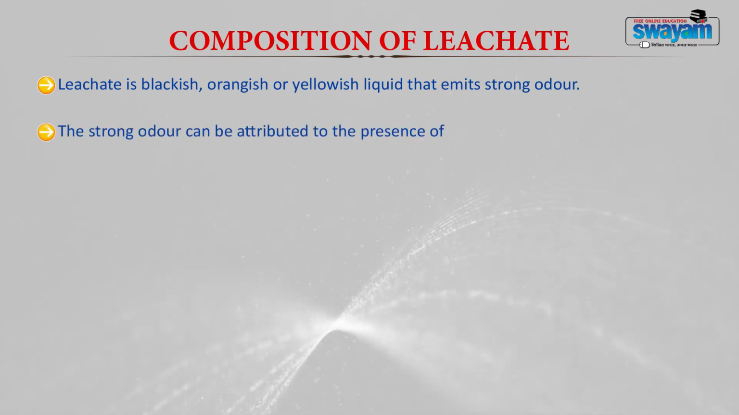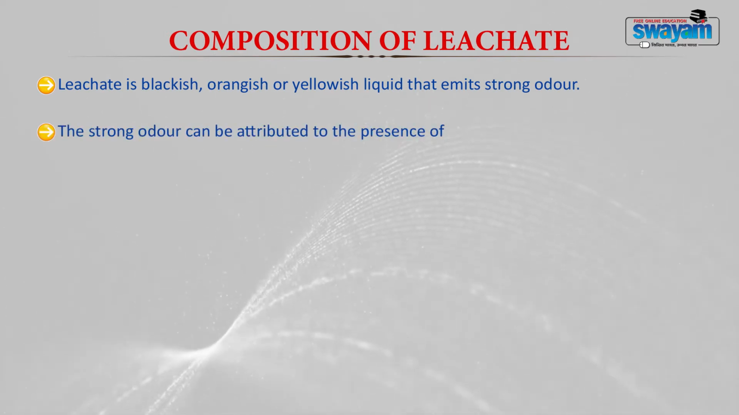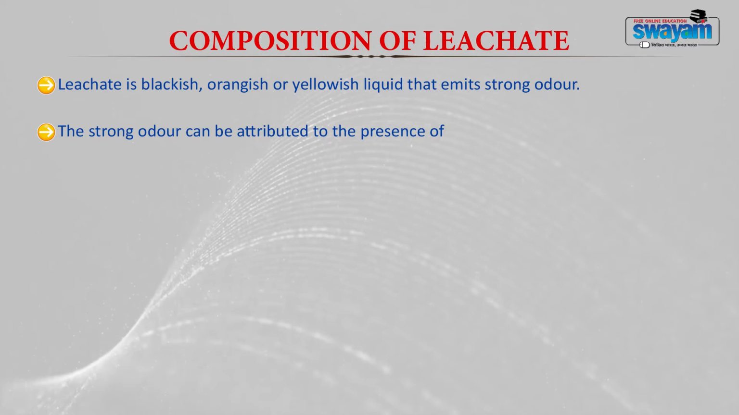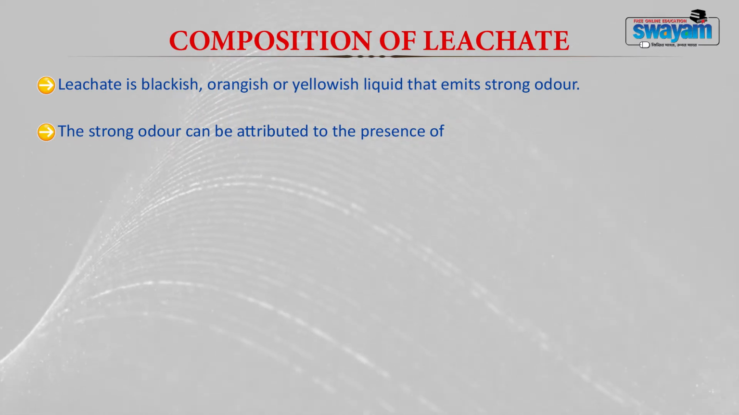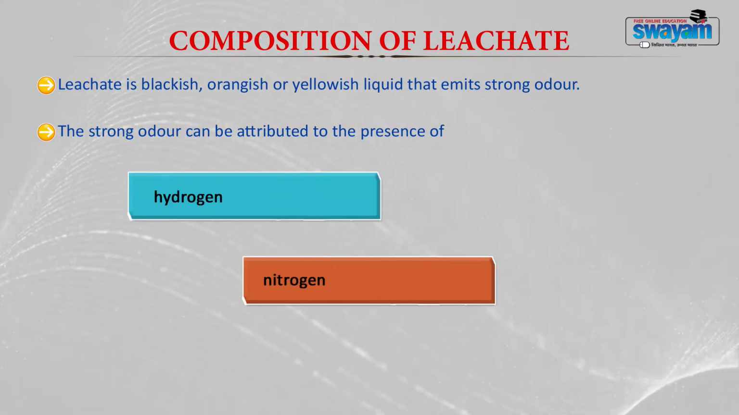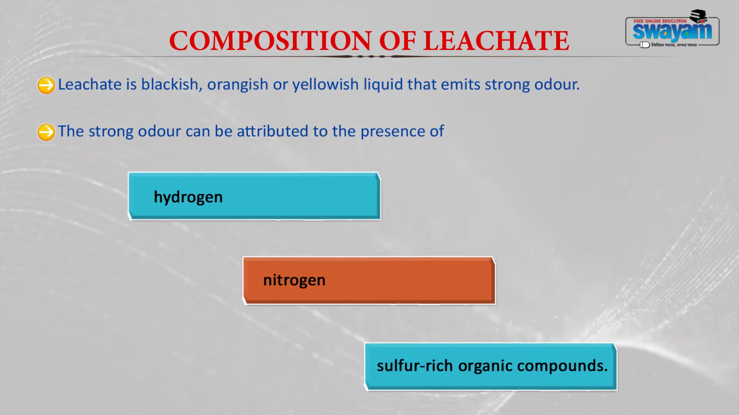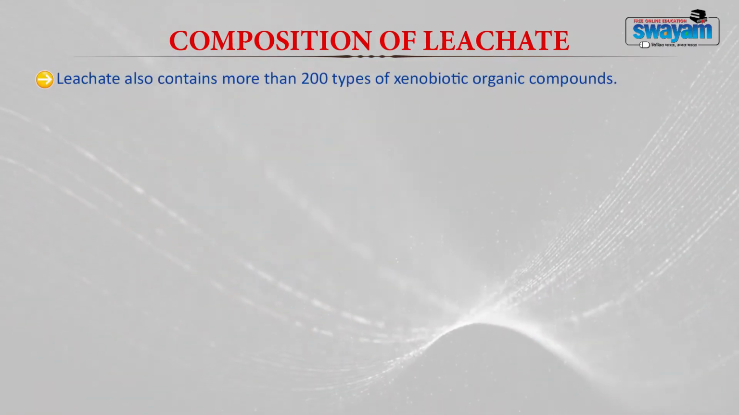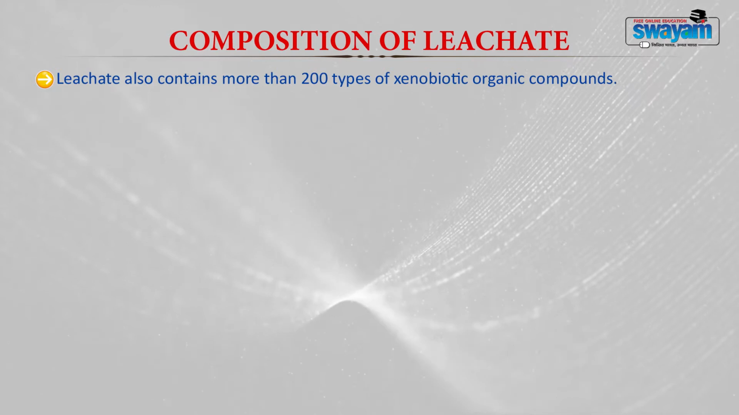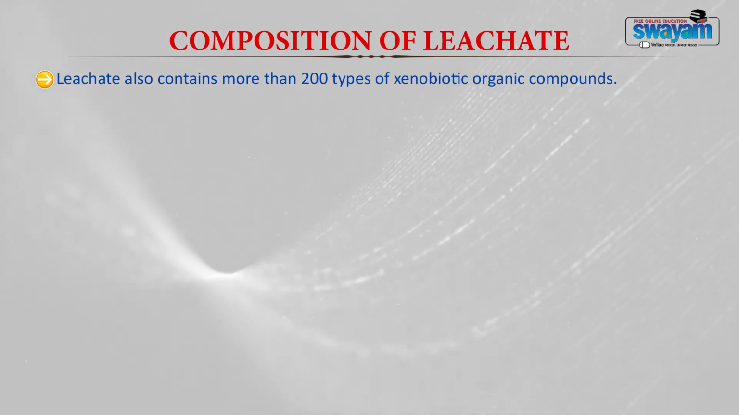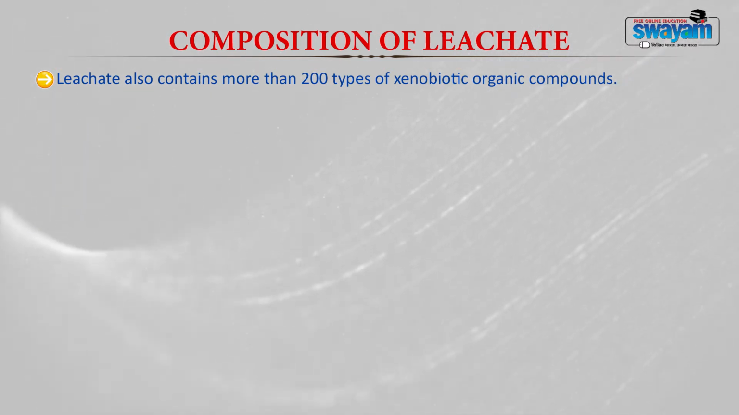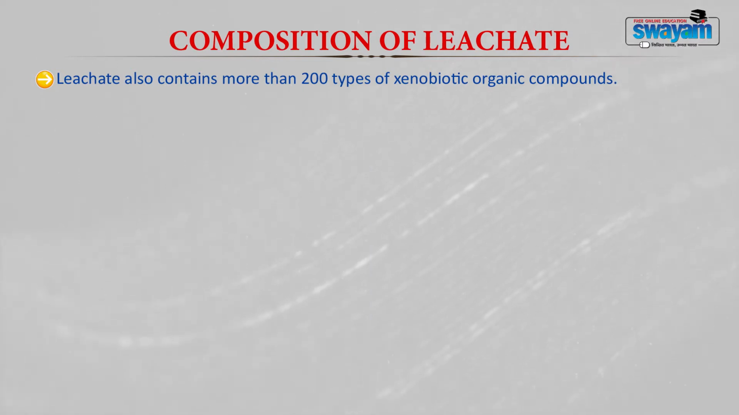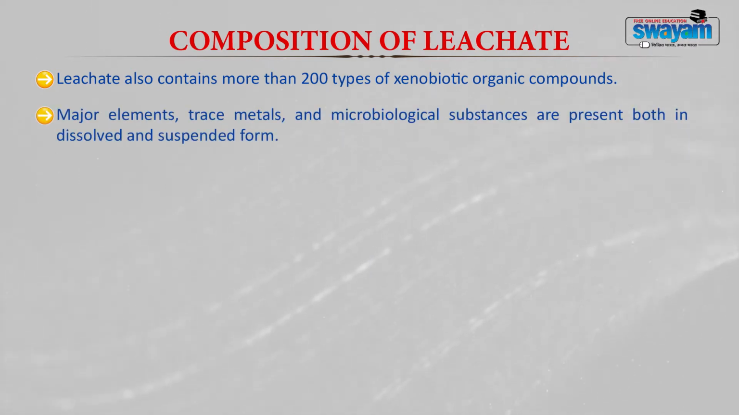They emit a very strong odor. This odor is attributed to the presence of certain compounds like hydrogen, nitrogen and sulfur rich organic compounds. They also contain a lot of xenobiotic organic compounds. More than 200 types of xenobiotic organic compounds can be present in the leachate. The major elements, trace metals and other microbiological substances are present both in dissolved and suspended form in the leachate.